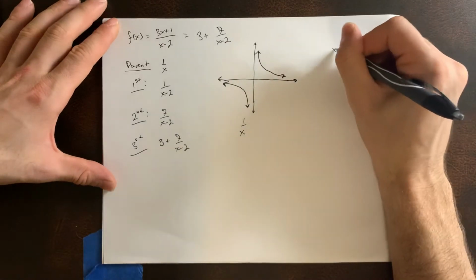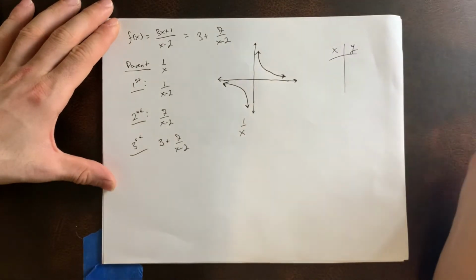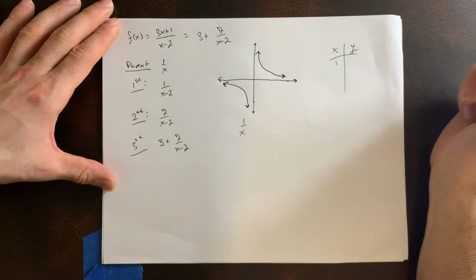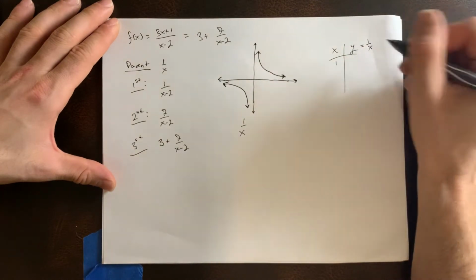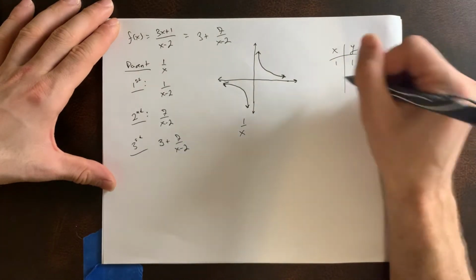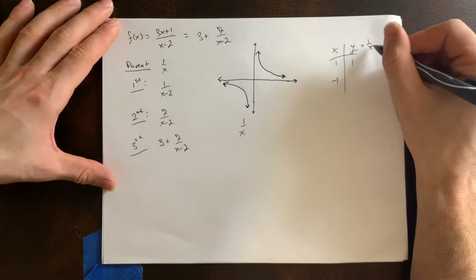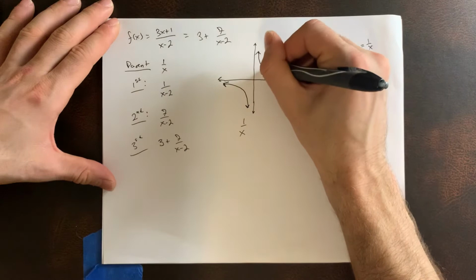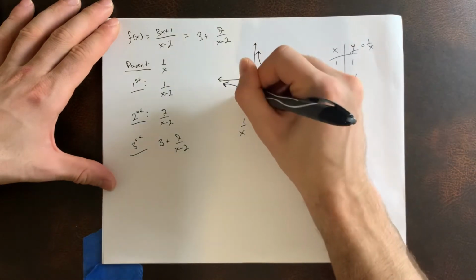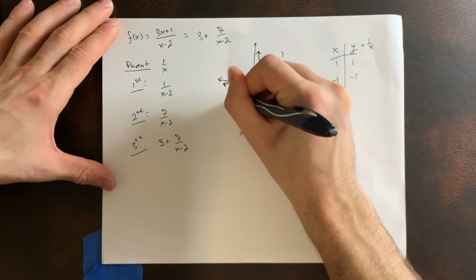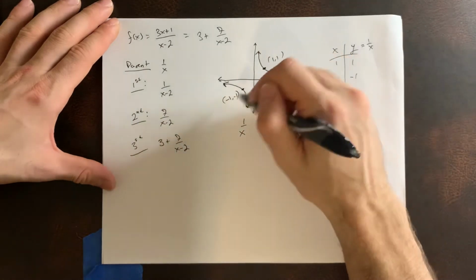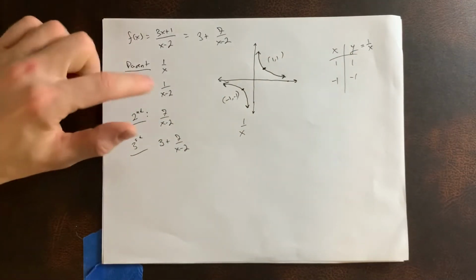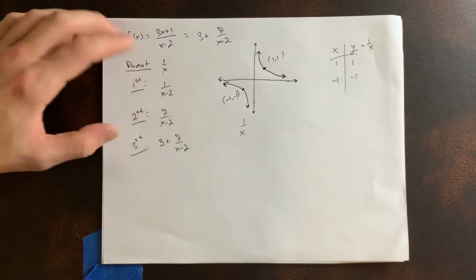Let's put just an xy table, just find a couple of points. If we plug in 1, so remember this is 1 over x, we get 1 divided by 1, which is just 1. Let's just do 2 points. Plug in minus 1, 1 over minus 1, that's minus 1. So you have these 2 points. Here's a point right here, (1, 1). Here's a point right here, (minus 1, minus 1). And then here we just have the general shape of it. Okay, now let's do this one, 1 over (x minus 2).